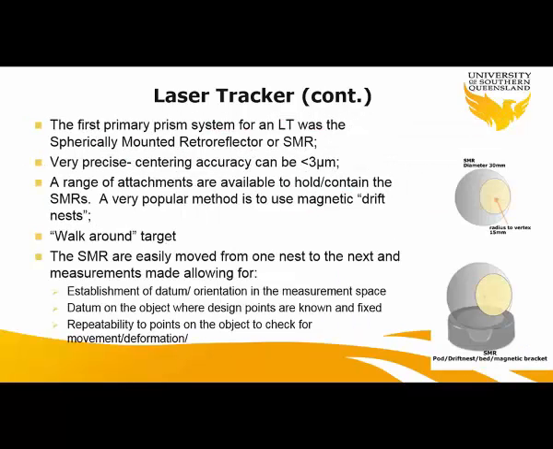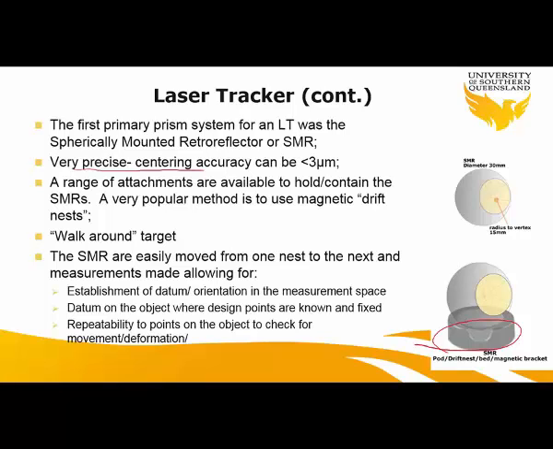I told you laser trackers use their own reflector, which is SMR or spherical mounted reflector, which can be used to precisely measure the point. The reason that we are using the spherical shape is it has a very precise centering, within the accuracy of better than 3 micrometer. It also doesn't change the center as you rotate it, so this is another advantage. And it's very popular. It has the magnetic bracket, as you can see in the image.